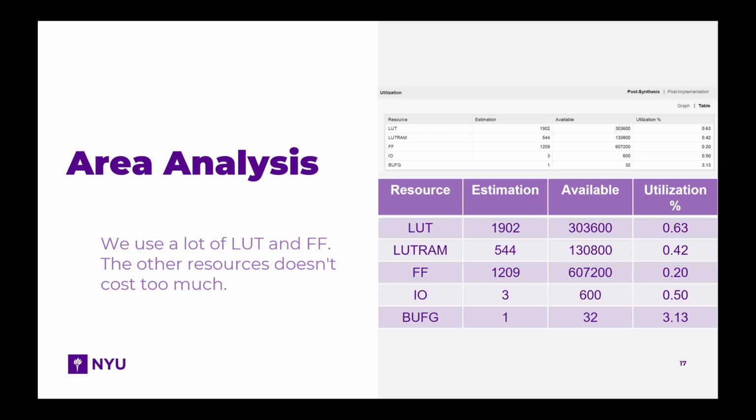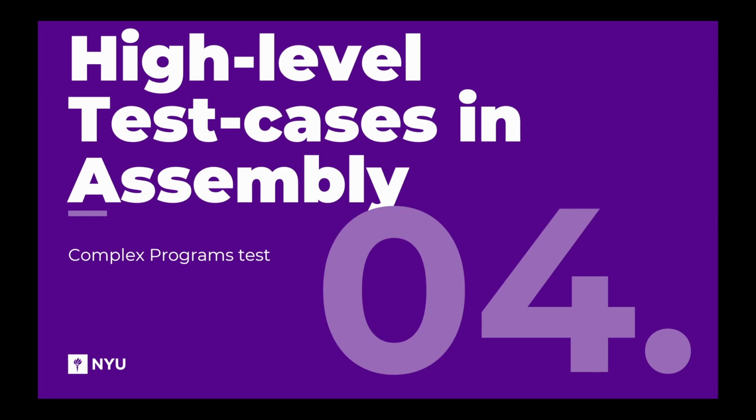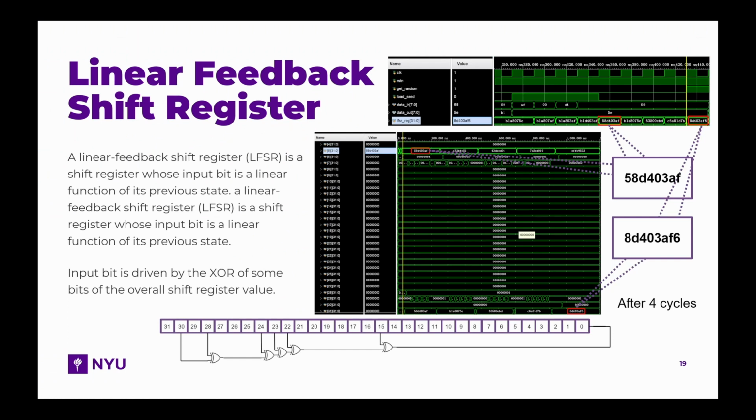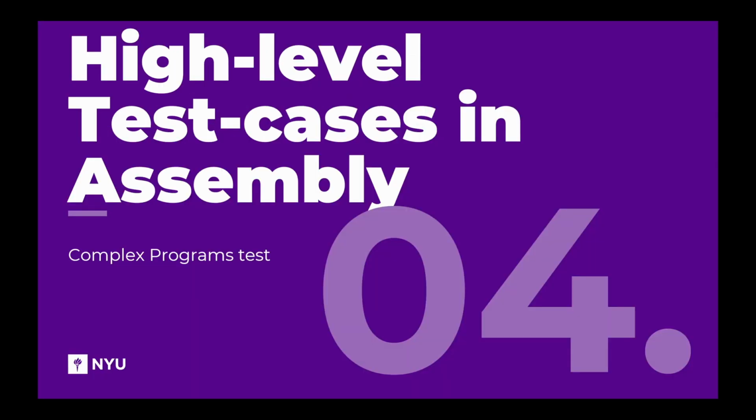And in the area analysis, we use a lot of lookup tables and flip-flops, and the other resources don't cost much. Now let's talk about the high-level test cases, in, well, actually in machine code, but we found a RISC-V assembly code to machine code converter on the internet. So it's very convenient. We only need to write code in assembly and then convert it to machine code automatically.